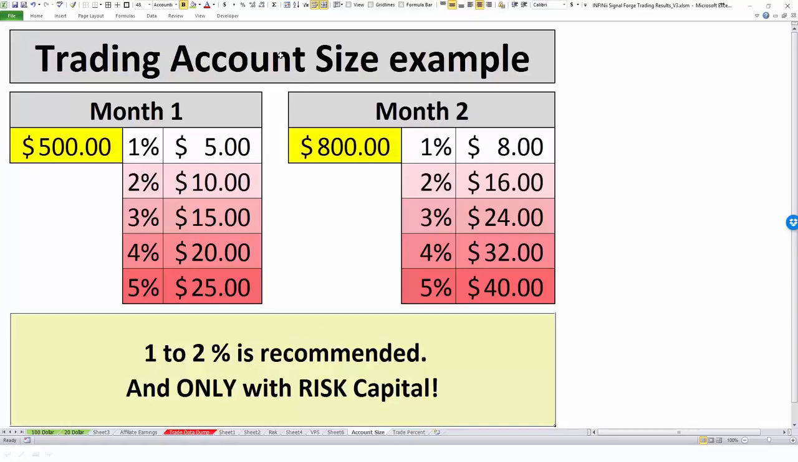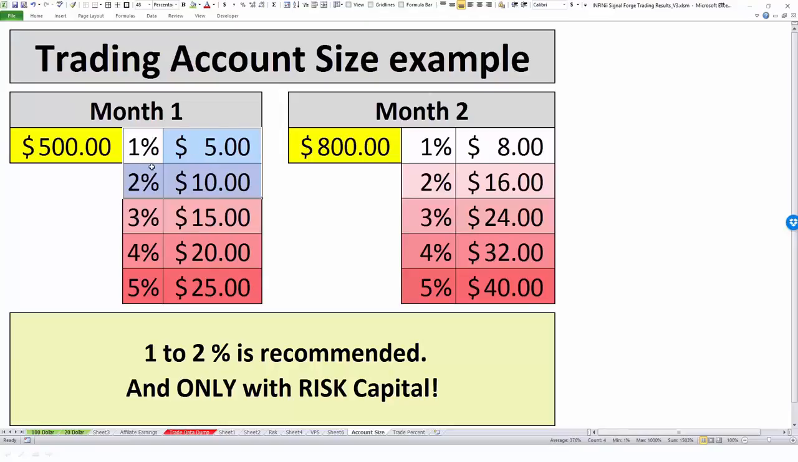And for your trading account, what you're going to risk per trade should only be around 1 to 2% of that account size. So say you've got $500 of risk capital to put into your trading account, to risk 1% of that would be $5 risk per trade. Okay, so it's not a lot. 2%, it would be $10 per trade.